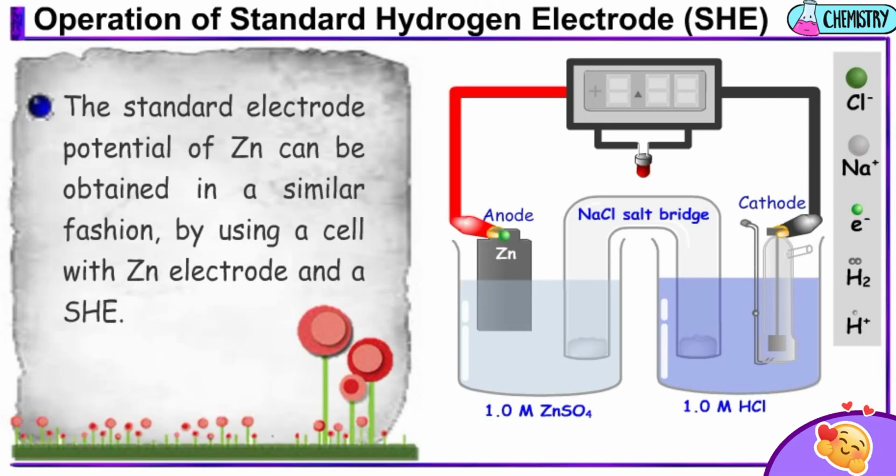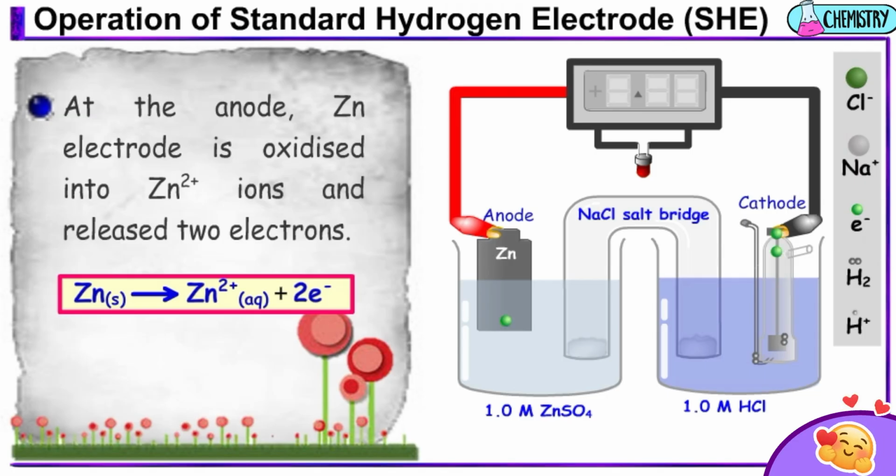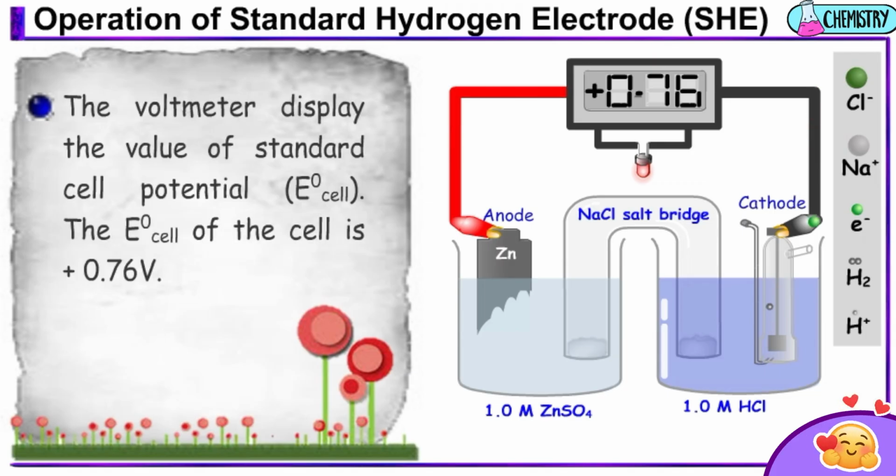The standard electrode potential of zinc can be obtained in a similar fashion by using a cell with a zinc electrode and a SHE. In this case, the zinc electrode is the anode because its mass decreases in the operation of the cell, which is consistent with the oxidation reaction. At the anode, the zinc electrode is oxidized to Zn2+ ions and releases 2 electrons. The electrons produced at the zinc electrode move through the external wire to the platinum electrode of the SHE. The voltmeter displays the value of the standard cell potential, which is positive 0.76 volts.